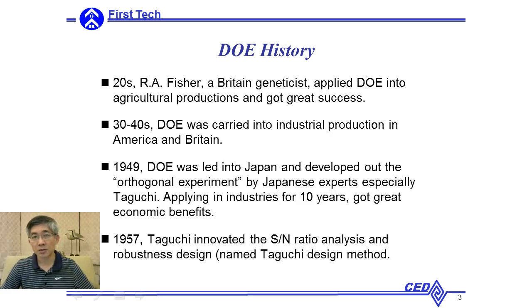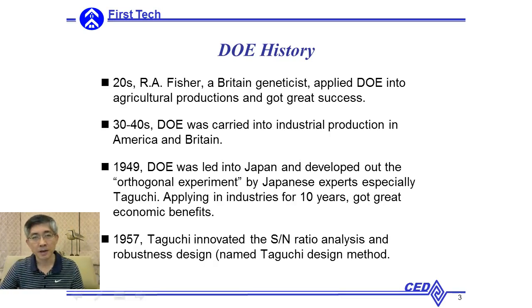Design of experiment is not a new thing. It was first proposed back in the 1920s by a British geneticist, Mr. Fisher. He applied DOE to agricultural production, and he tried to come up with the best combination of the distance between crops, how much fertilizer you should put, and the best pruning time. He used statistically based experimental methods and got the best combination for the highest crop production.